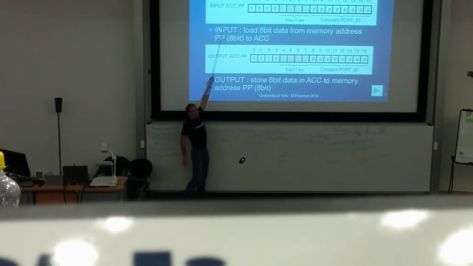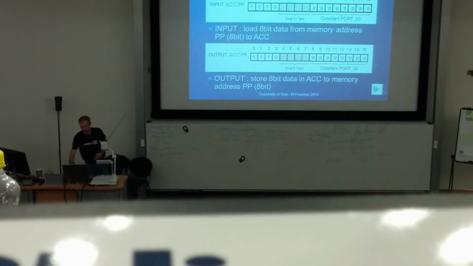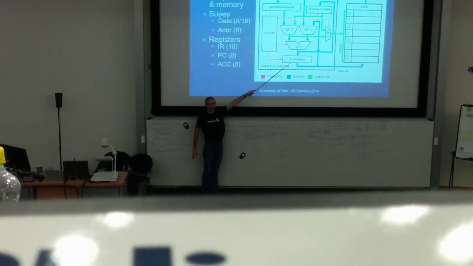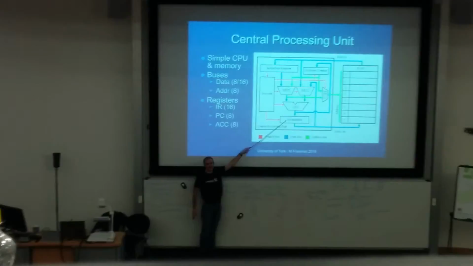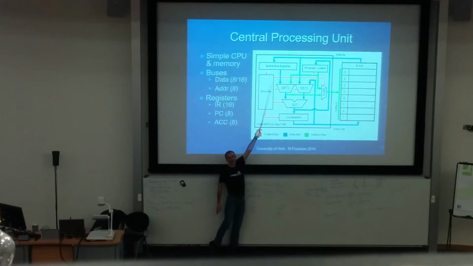So where does that data go? Again, if we look back at this block diagram here, I've got one general purpose register. This is where all my results must go. The other two registers are the special purpose ones I can't directly control.